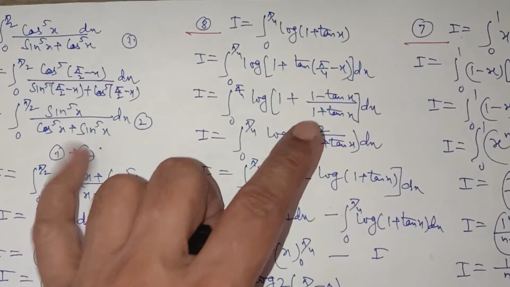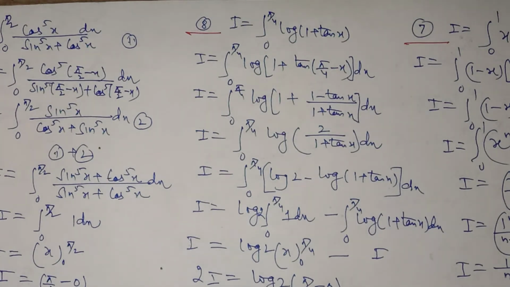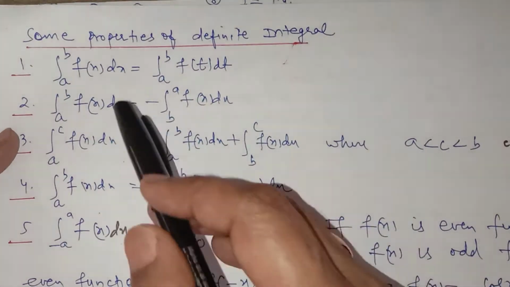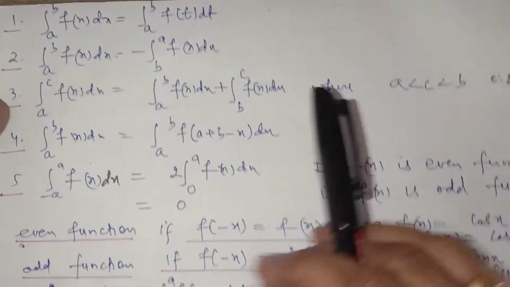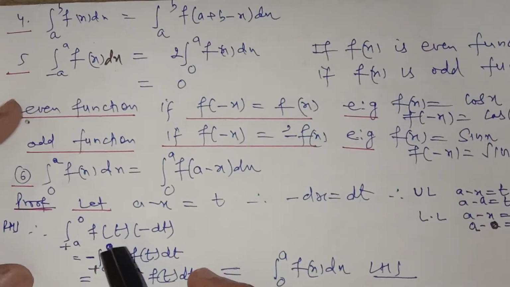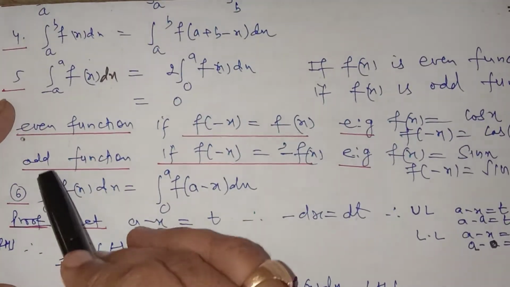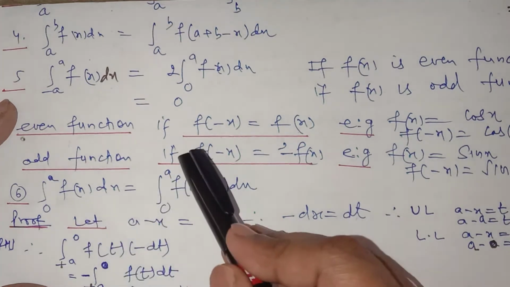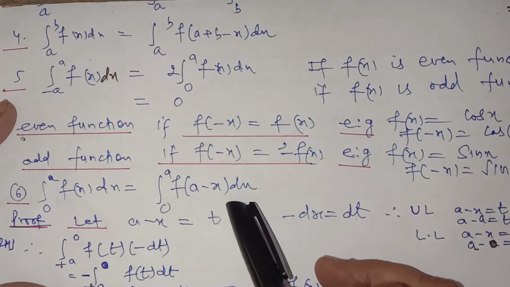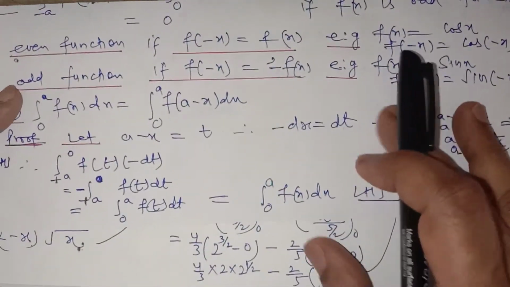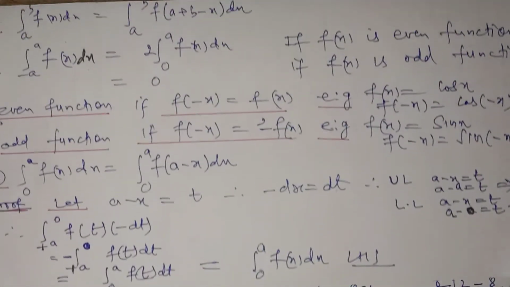So these are the questions, and in almost all the questions a property is being used. Which property is being used here? In place of x, you can write a minus x. We have done this property in the starting of this chapter. See it very carefully again. We are using in most of the questions this property, that is integral 0 to a of f(x), then in place of x we can write a minus x, and this property we have used in most of the questions, and we have also proved this. Recall this theorem. Okay.